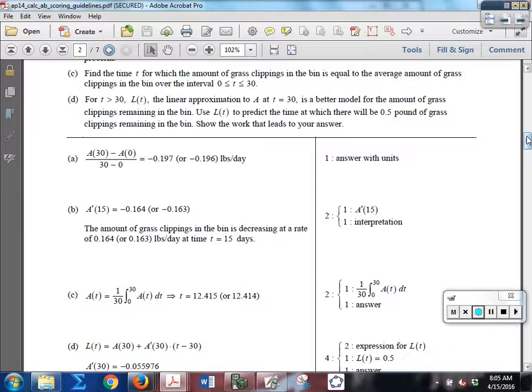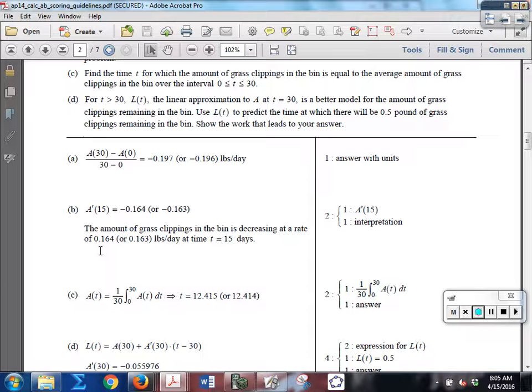It's decaying, it's decomposing, but you can't say it decomposes at a rate of negative 0.164 because you're doing a double negative. If you say decaying at a negative rate, that means it's not decaying, it's going up. So you've got to either say this is the rate it's going, or if you say the grass clippings are decreasing at a rate of this, or decaying or decomposing at a rate of positive 0.164. You can't say decaying and negative in the same sentence.